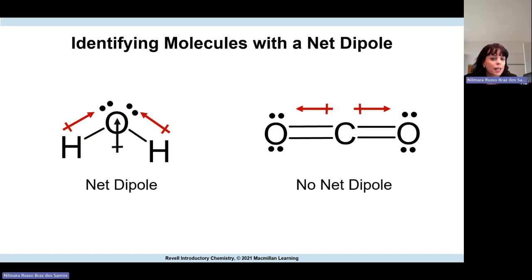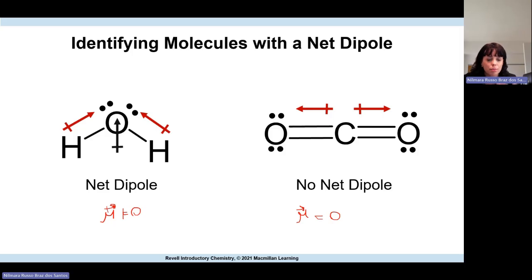Okay, remember, some books will represent it like this. If the difference is 0, that is, there is no net dipole, or mu is equal to 0. That is the way to represent that. You can see they are in opposite directions, so they cancel each other.